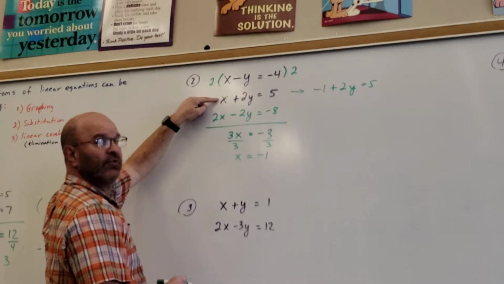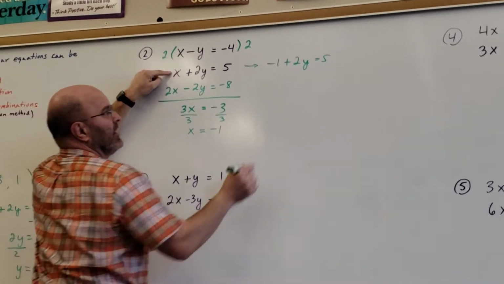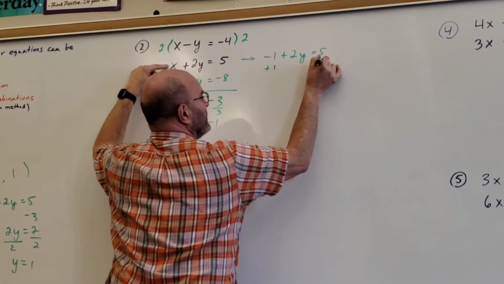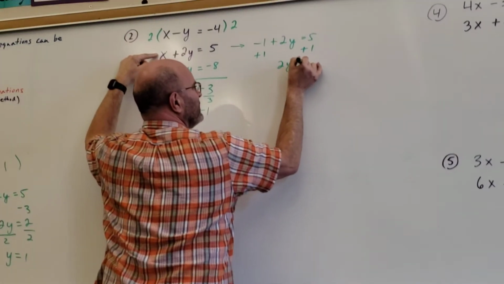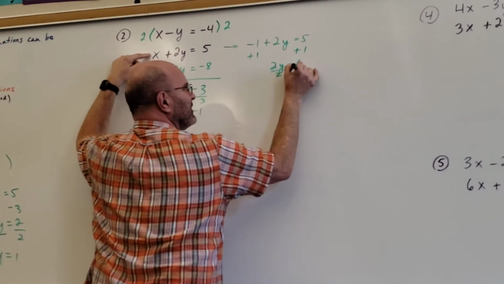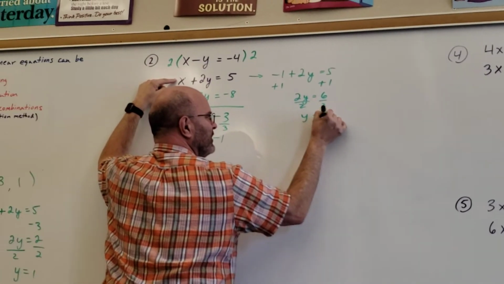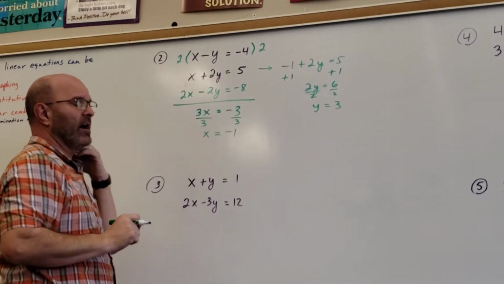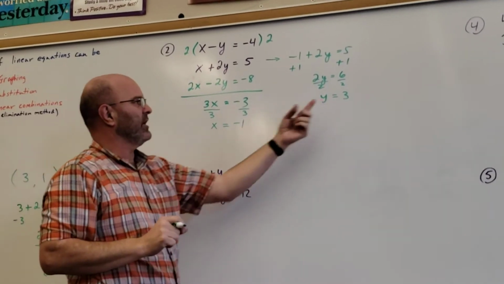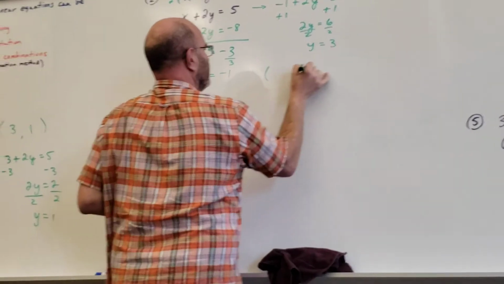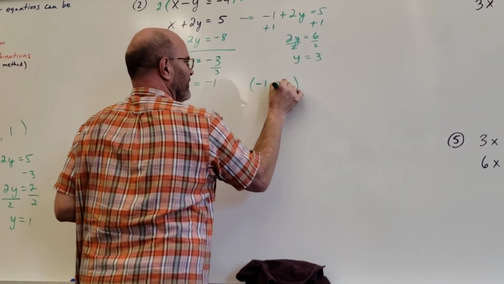You see the substitution I made, right? And now if I just add 1 to both sides, I get 2y equaling 6. And a quick little divide by 2 gives me y equals 3. So now don't I know both my x value and y value? So the answer should be -1, 3.